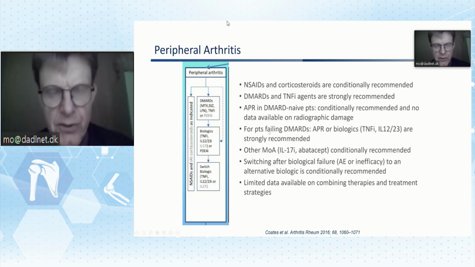For patients who then failed the DMARDs, you should use apremilast or biologics mainly, while other modes of action were not really recommended at that time point, only conditionally. And that has changed, obviously, over the years.